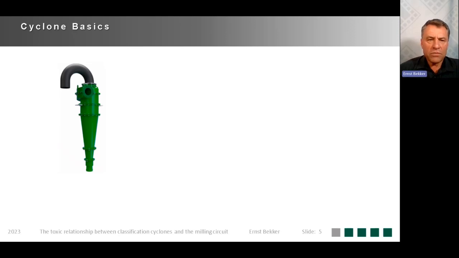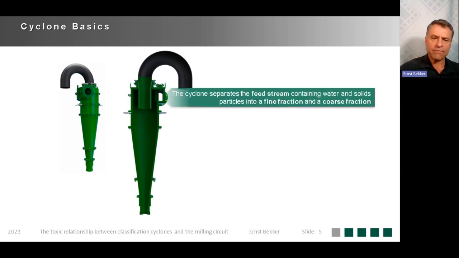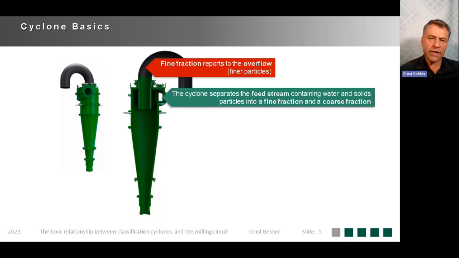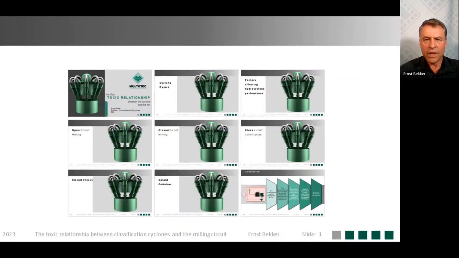the hydrocyclone consists of an inlet, vortex finder, and spigot. So particles enter the inlet, start rotating, and we then get a finer fraction that's reporting to the overflow, and a coarser fraction reporting to the underflow.